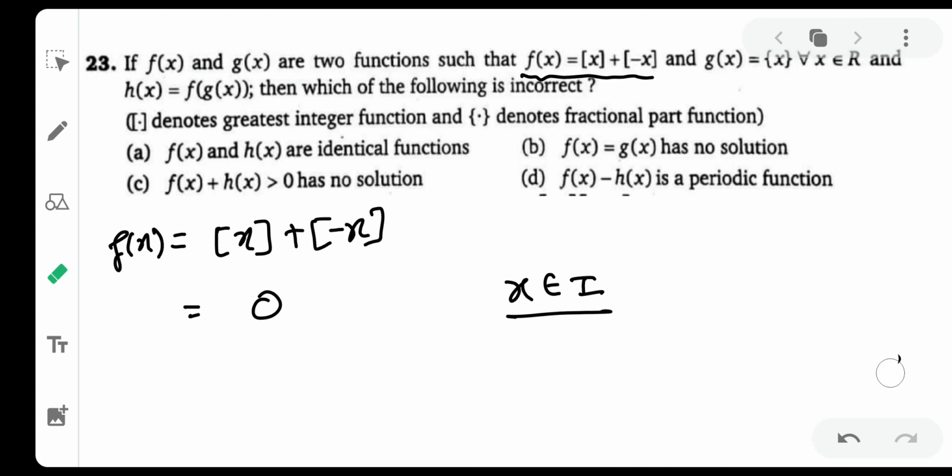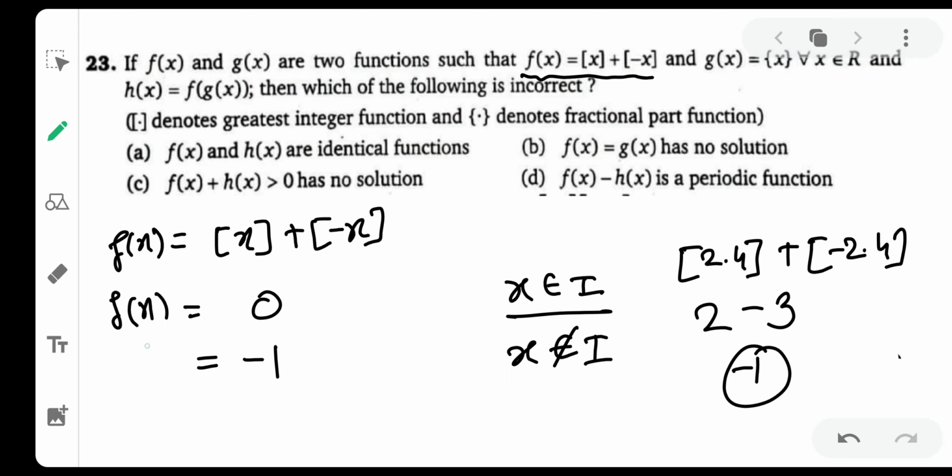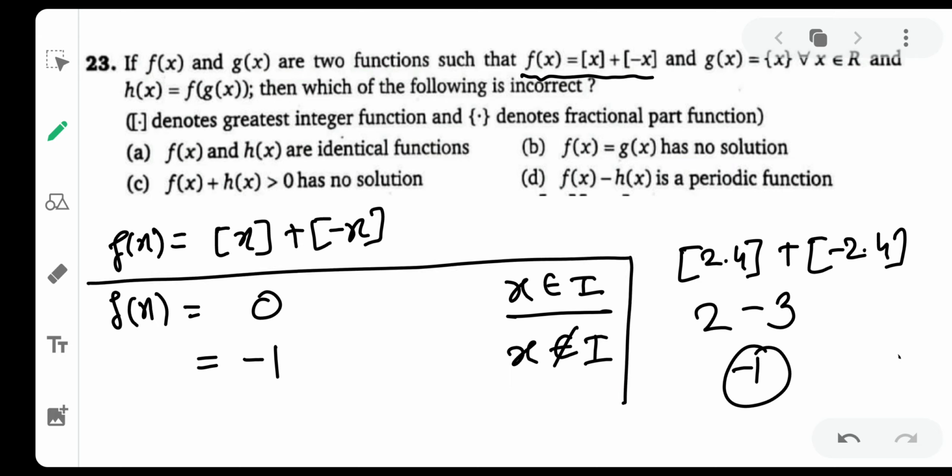Now when x is not an integer, then what will happen? Simply let us say 2.4 plus minus 2.4. Now it is very easy. For 2.4, the greatest integer will be 2 and the greatest integer of minus 2.4 will be minus 3, which gives minus 1. So when x is not an integer, then f(x) is equal to minus 1. So the f(x) function is now simplified.